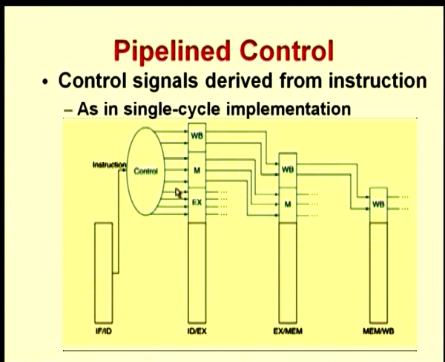So, we do the same thing here. We generate all the control signals here, but the only thing is some of those control signals have to be affected when the instruction goes into the EX stage. Some control signals have to be used when it goes into the mem stage and some control signals when it goes into the write back stage. So, what we do therefore is generate all the control signals here, but carry the signals along with that instruction, and use those control signals at the appropriate stages.